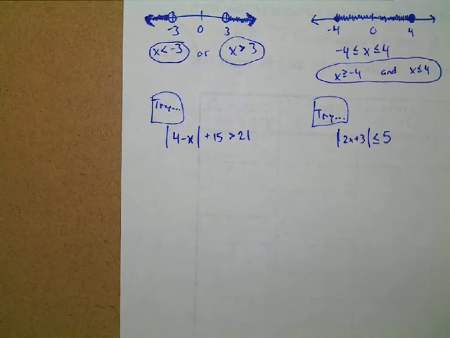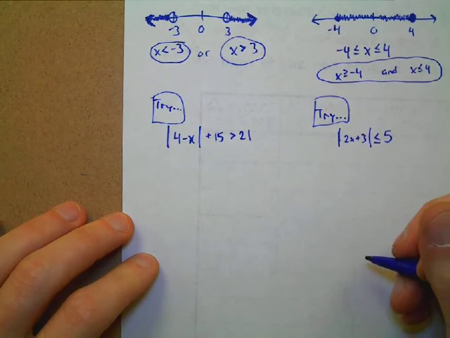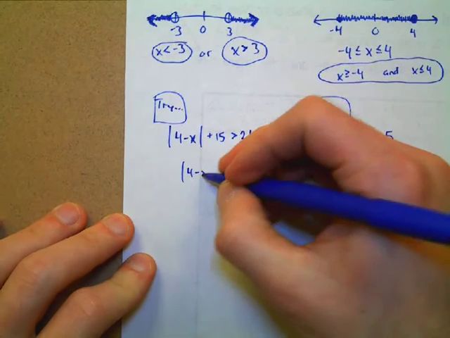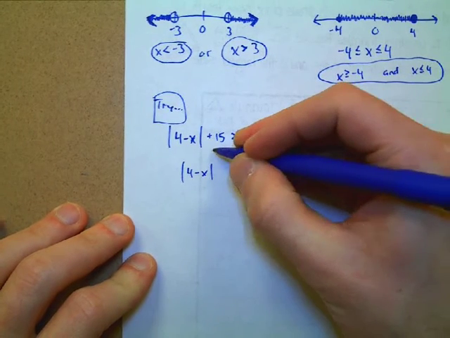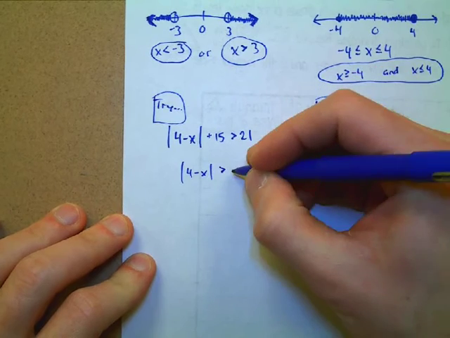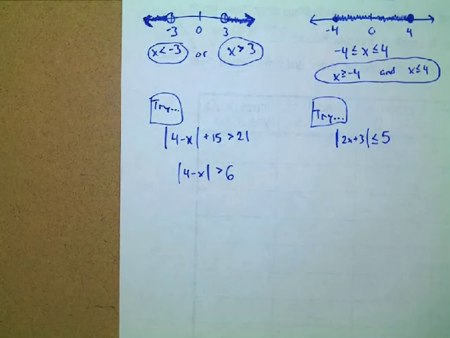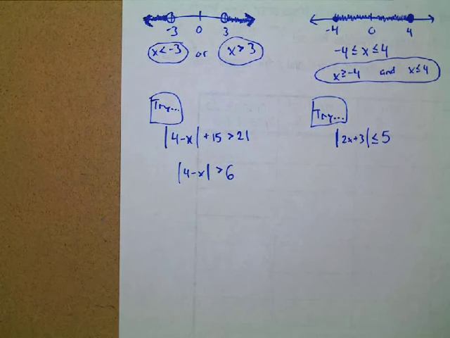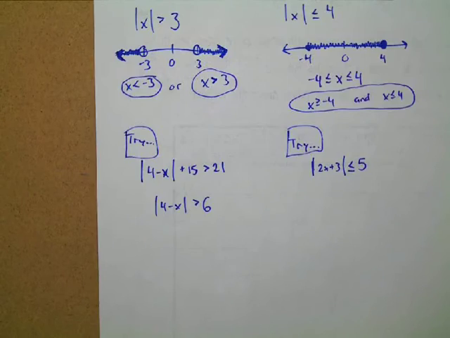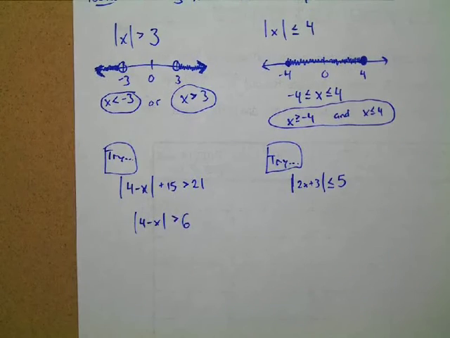I don't know if I did it right, but I did minus 15. Yeah, that's exactly what you want to do first there, just like we did with the equations, right? We want to subtract that 15 from both sides. And so we get absolute value of 4 minus x is greater than 6. But then would you be able to tell us what we should do from here?